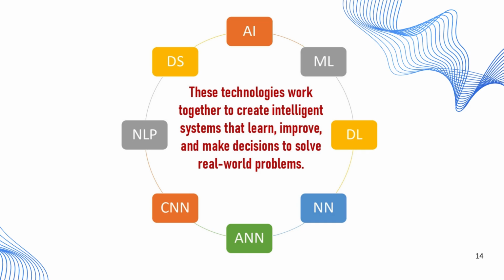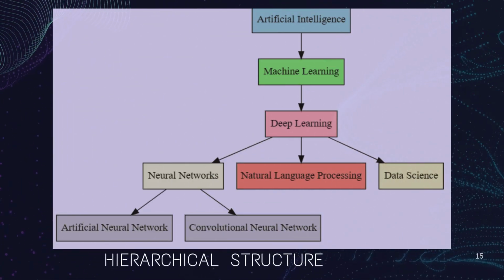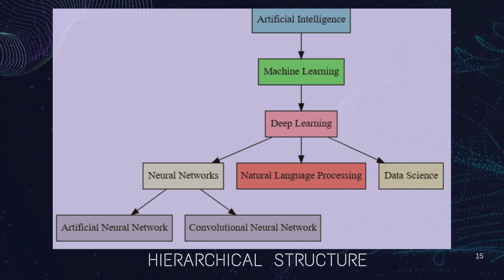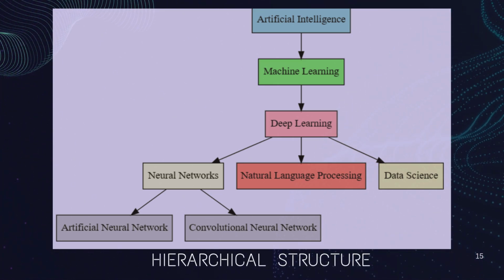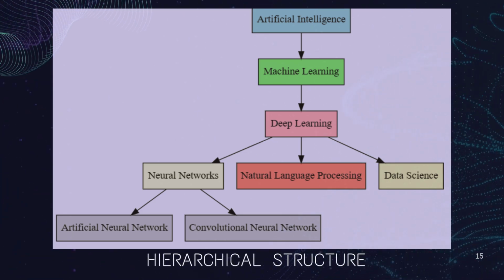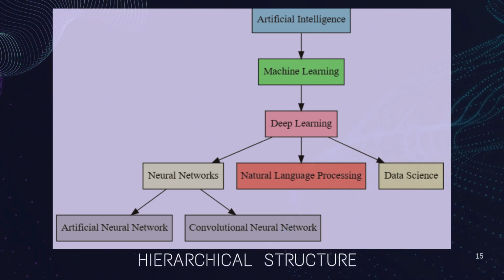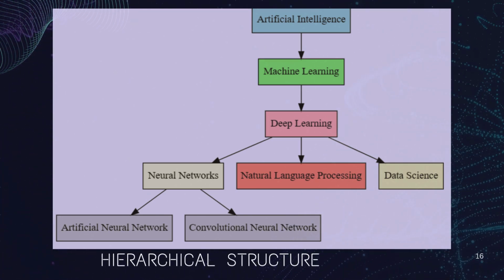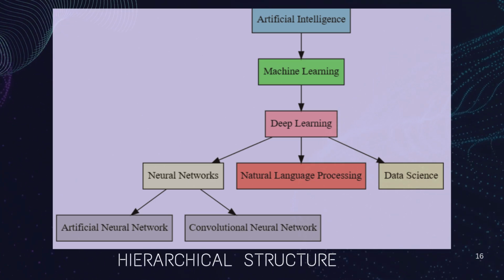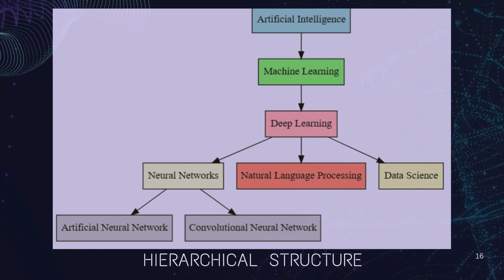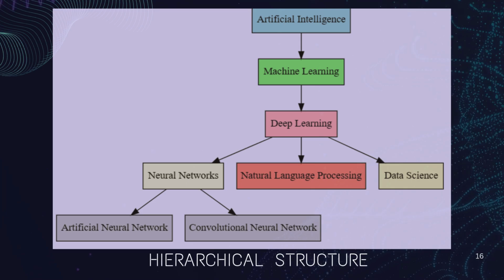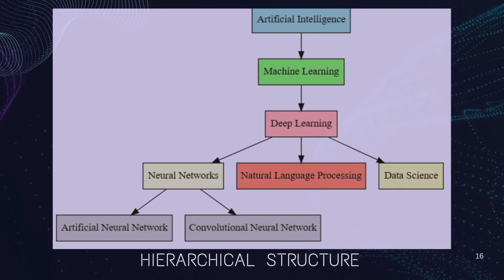Now let's understand the hierarchical level, like how exactly these are interrelated. So basically, AI is the umbrella field, ML is a subset of AI, and DL is a subset of ML. Deep learning is a subset of machine learning, and neural networks are fundamental to deep learning. ANN and CNN are specialized architectures, while NLP and data science are applications of these techniques.